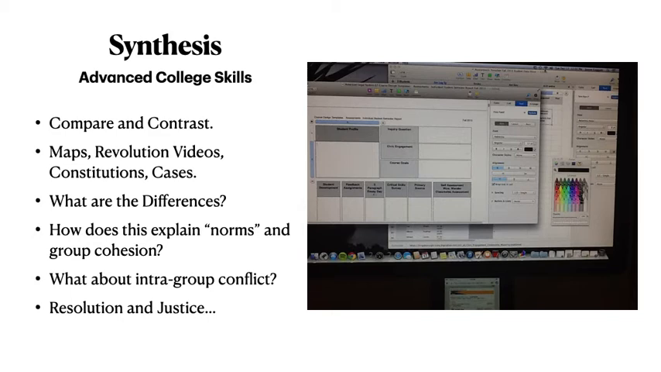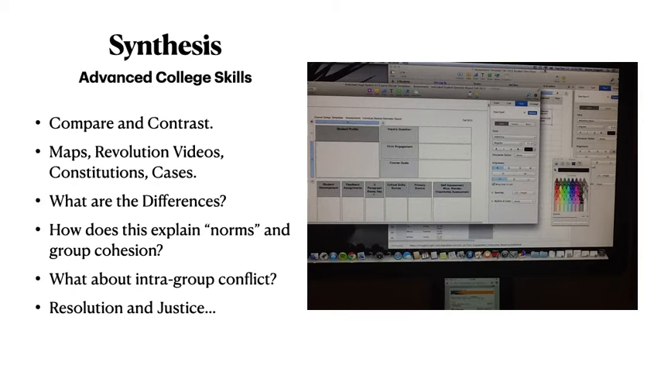Now, a bunch of you, about 7 or 8 of you, did a great job of comparing the maps to the Constitution that you read. That's very promising. I'm going to go over some of the problems you had when reading those constitutions, but you left out the revolution videos and the cases. So the goal of that is that all 4 of those things are roughly saying the same thing. But you're not picking that up, or at least you're not showing me that you understand that.